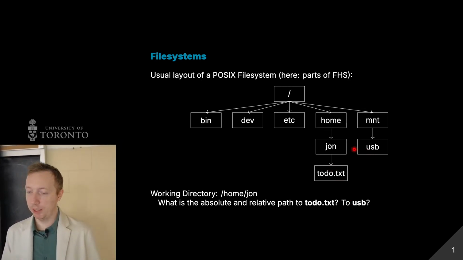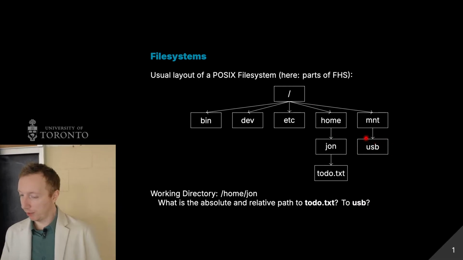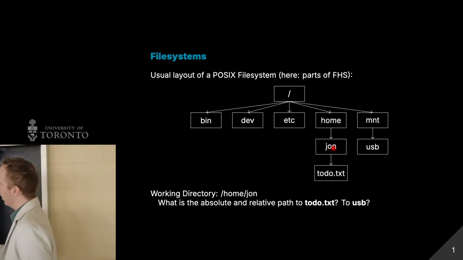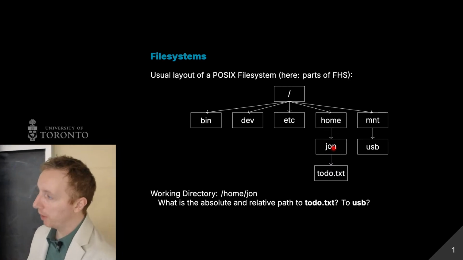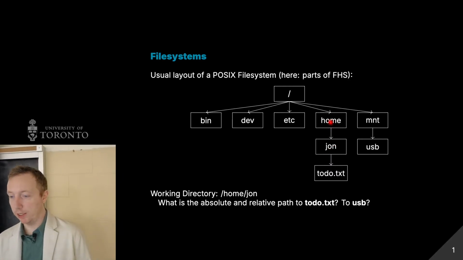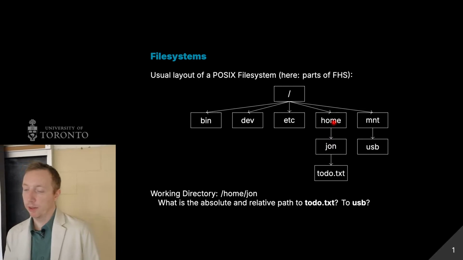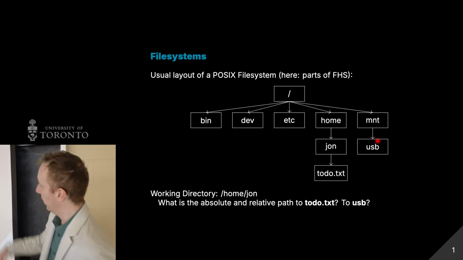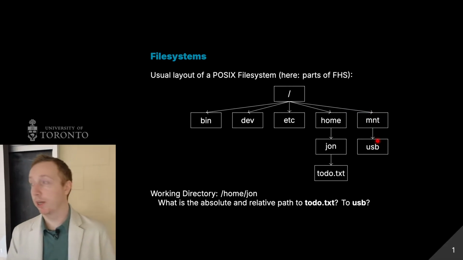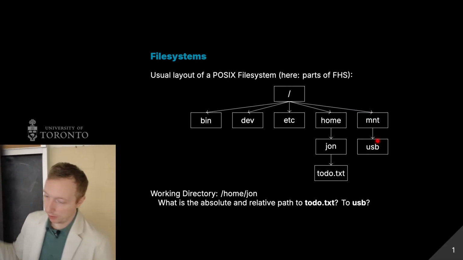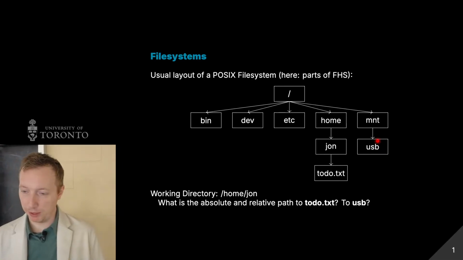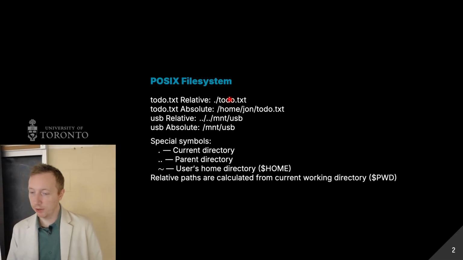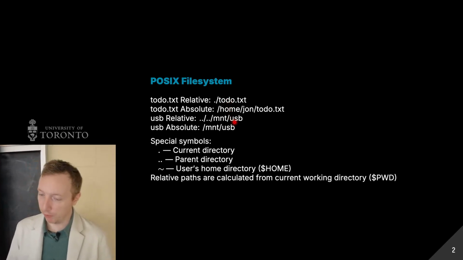Then for the USB, this USB directory's absolute path is just /mnt/USB, and for relative, we probably know that if I'm here, to go up a directory, it's .. So I could go .., which brings me to home, then /.., which brings me to root, then /mnt/USB, and that's the relative path based off my working directory to this USB directory. Just so we have it on the slide, here's the relative and absolute for both of them.